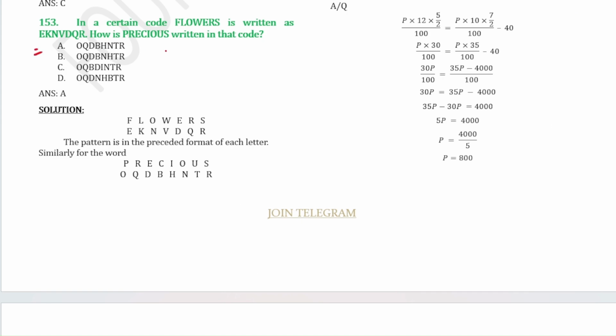Next question, in a certain code flowers is written as this, so we have to find out how precious is written. So if you see the letters, flowers is written as EKNVTQR. So if you see the pattern, then you will see that just before F, E comes, right? And just before L, K comes. And just before O, N comes. So it is in the preceded format, right? So similarly for precious, it will be the preceded format also. So just before P, O comes, just before R, Q comes, just before E, D comes, and so on.